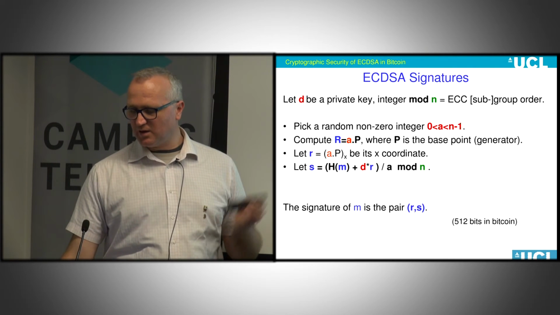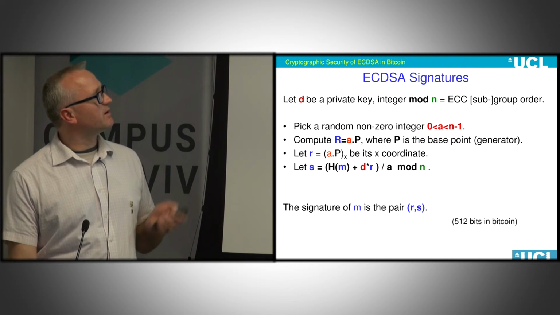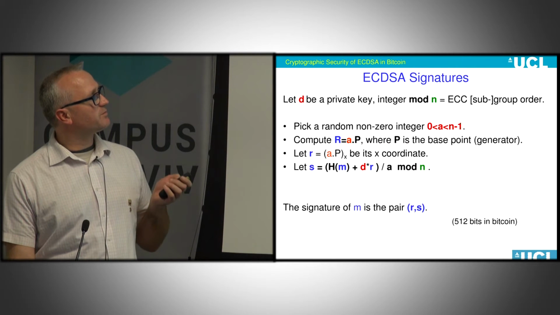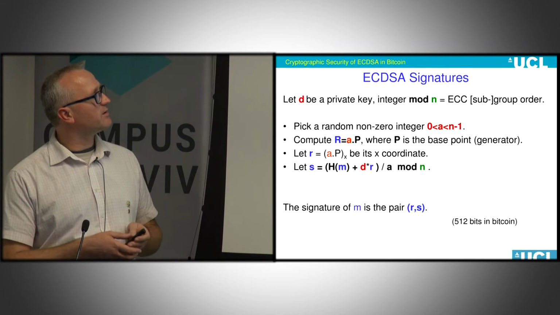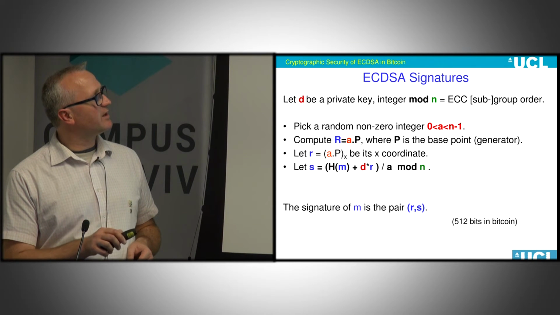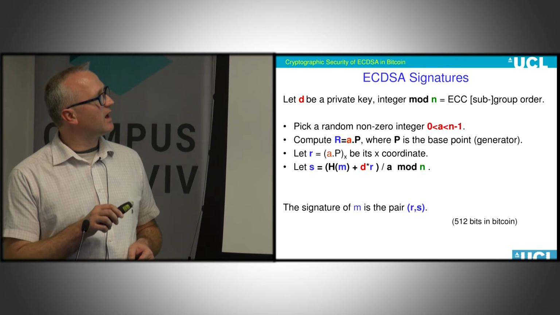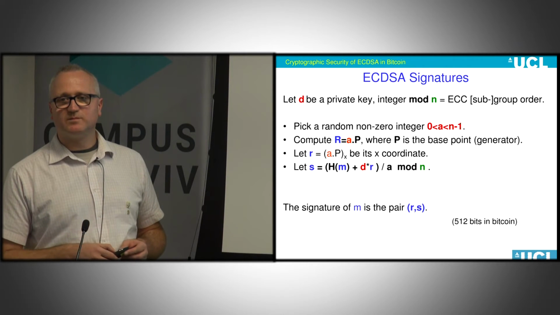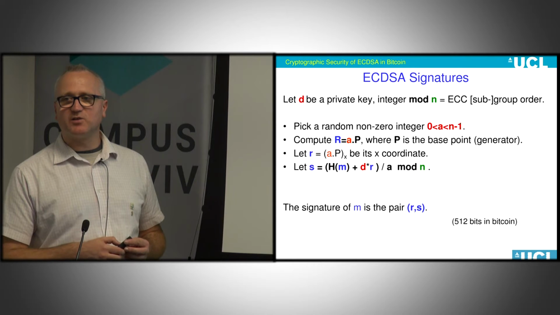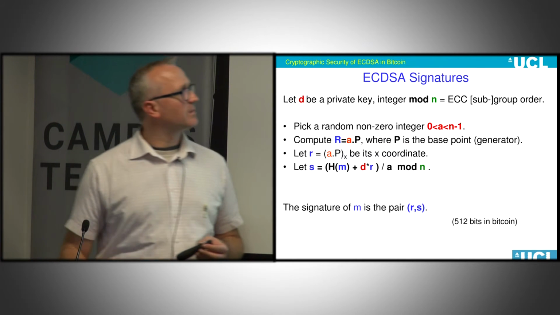This is a slide about ECDSA signatures and how they work. I think people who have implemented ECDSA signatures know how it works. You make this computation, and your signature is a pair of R and S. This is what you publish as your signature for your Bitcoin transaction.